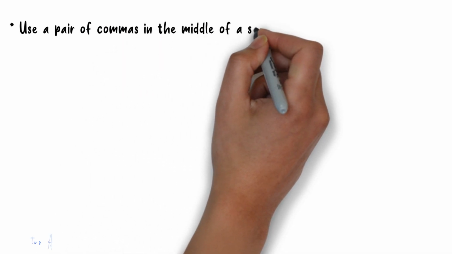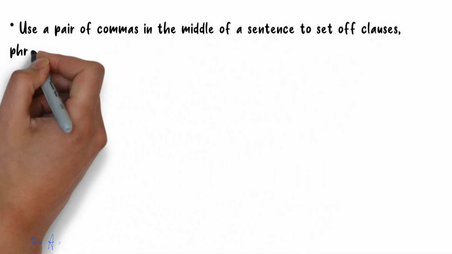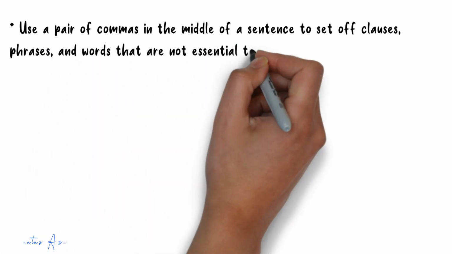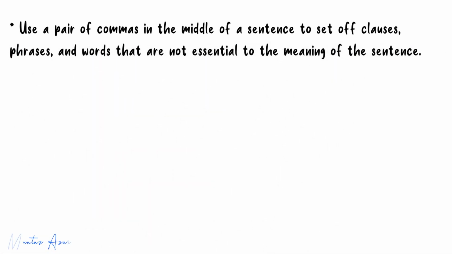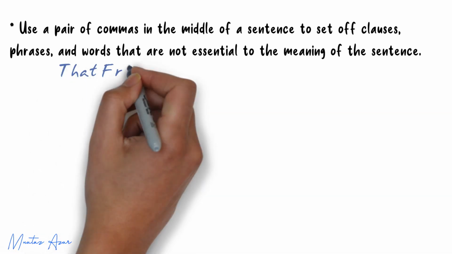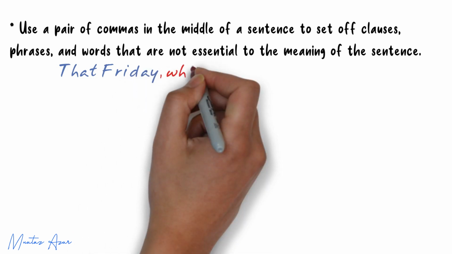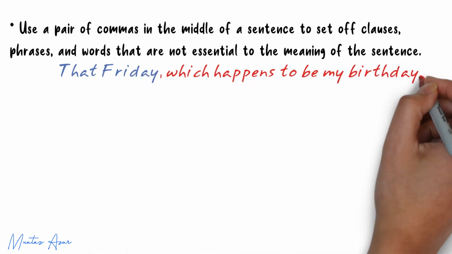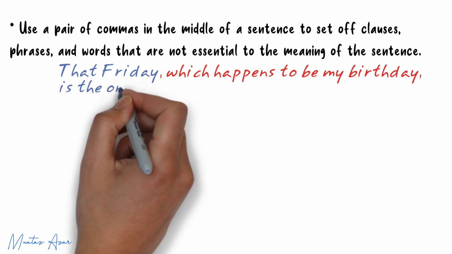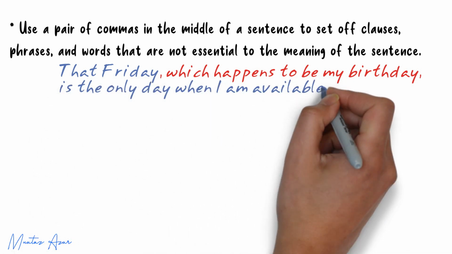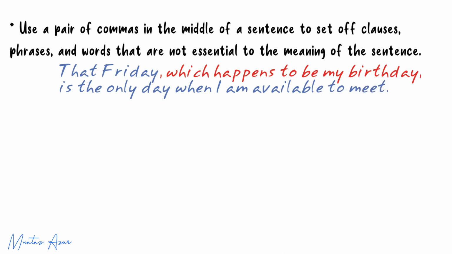Use a pair of commas in the middle of a sentence to set off clauses, phrases, and words that are not essential to the meaning of the sentence. That Friday, which happens to be my birthday, is the only day when I'm available to meet. Here we've used one comma before to indicate the beginning of the pause and one at the end to indicate the end of the pause. That means if we omit this clause in red between the two commas, the meaning of the sentence will not change much.